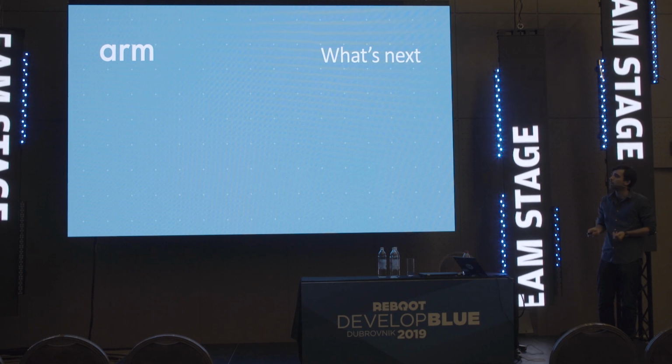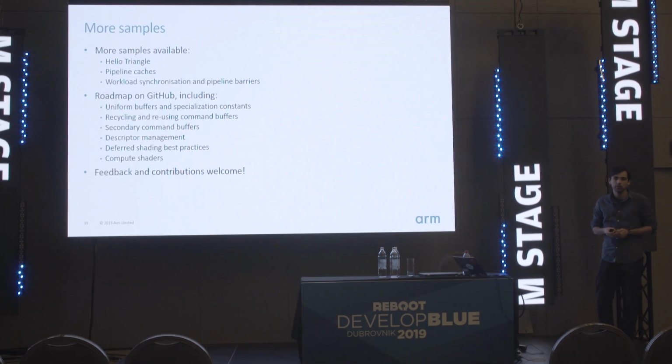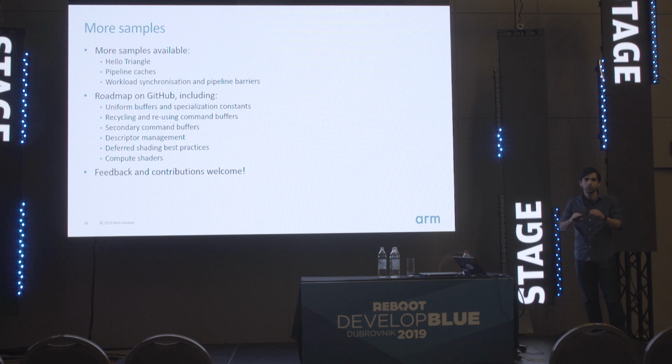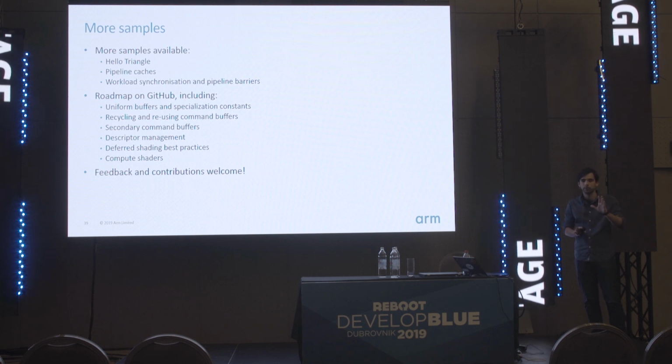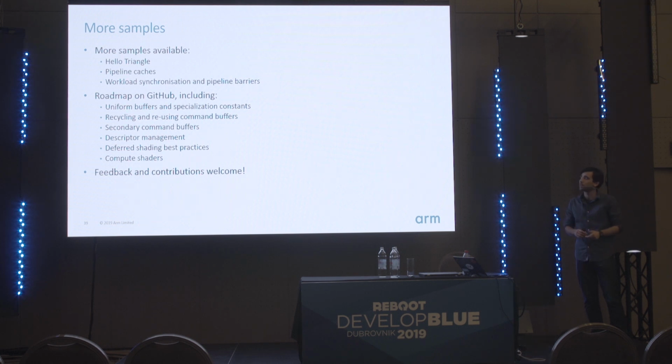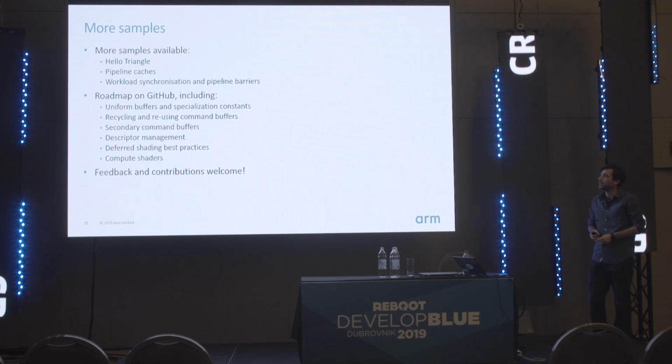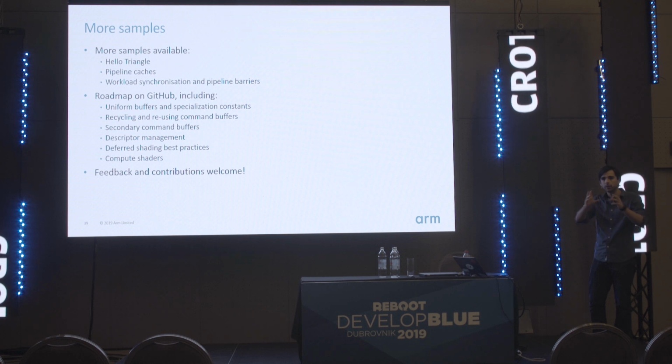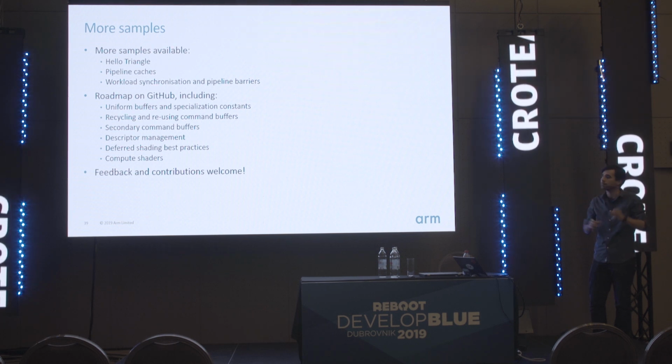In terms of samples, we also have a hello triangle sample. This one doesn't do any of this abstraction for you, so you can see when you get started exactly these first 1,000 lines that you need to get going. And then from there, we take on the other samples that hide more and more.